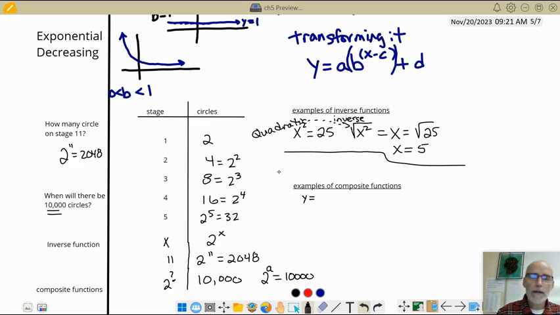We have an exponential function. So on an exponential function, how do you take the inverse of it, right? We've got 2 to the x. We don't have x to the 2 power. We've got 2 to the x power. X is up in the exponent. And we want to know, when's that equal to 10,000, right?